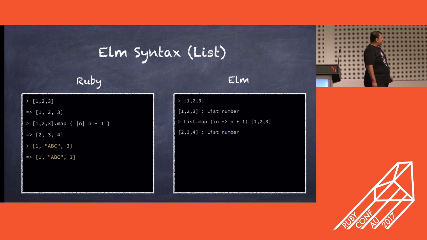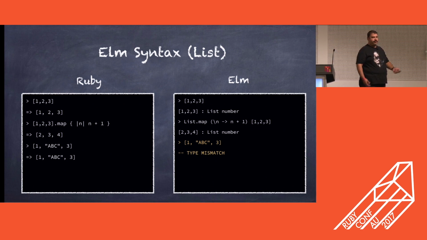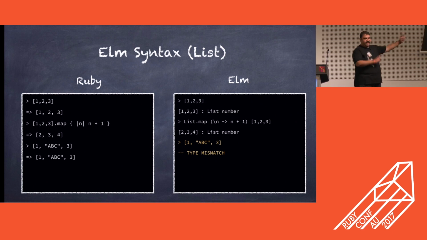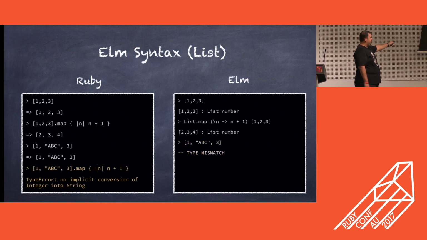In Ruby, we can do this. This is a heterogeneous list. So basically, we can have a list of different types. So we have 1, which is a number, and we have ABC, which is a string, and then 3, which is a number again. If you try to do that in Elm, you get a type mismatch. Now, you think, why would they do that? They have a very sane reason for it, and that's just here.